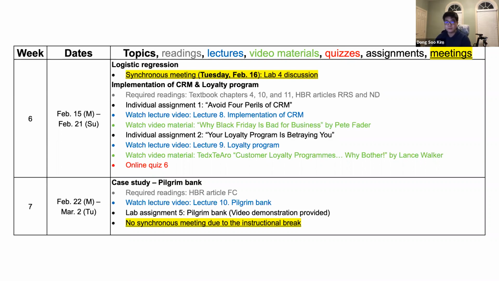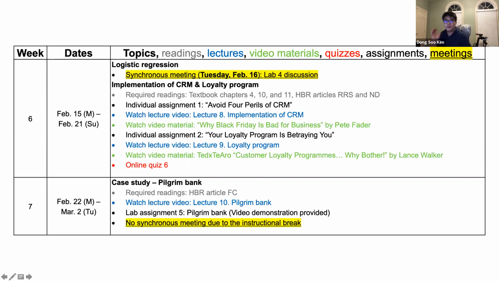In this schedule table, I use color codes for your convenience. For example, this bold black indicates the topic of each week, and this gray color indicates the readings required for each week. Blue means the lecture videos, green means the additional video materials, and red indicates the quizzes, and black indicates the assignment you have to do in each week. And the black with the underline and the yellow highlights indicates our synchronous meetings.